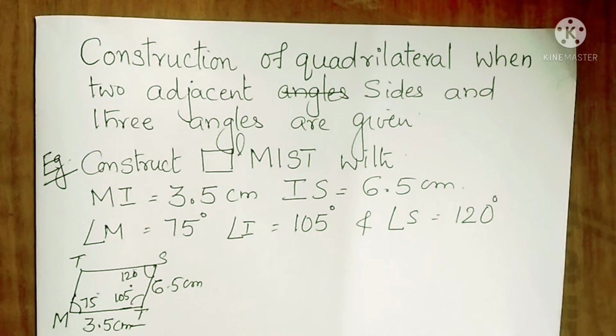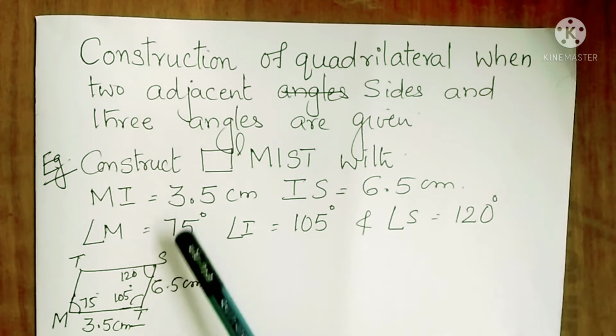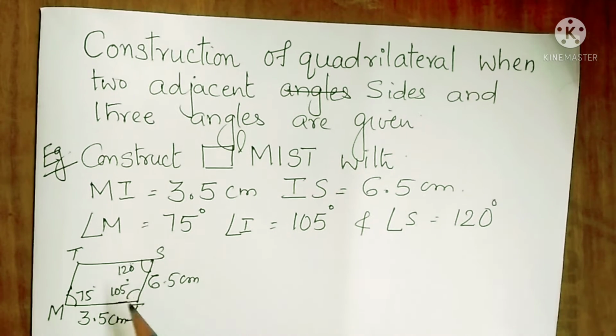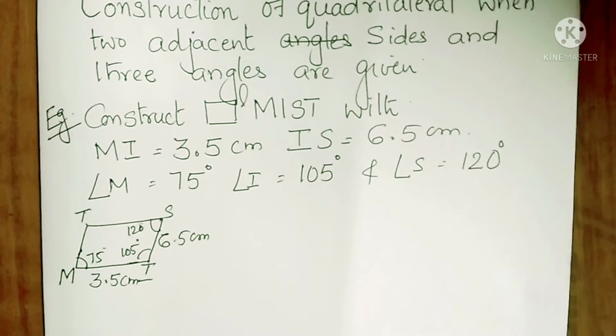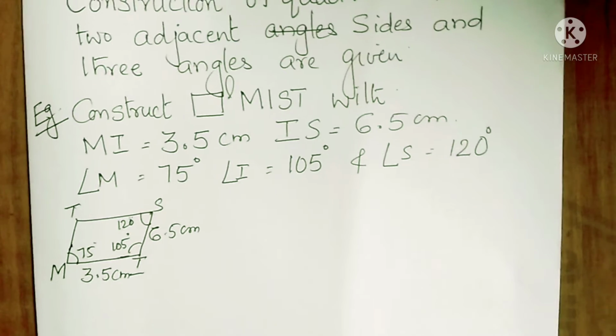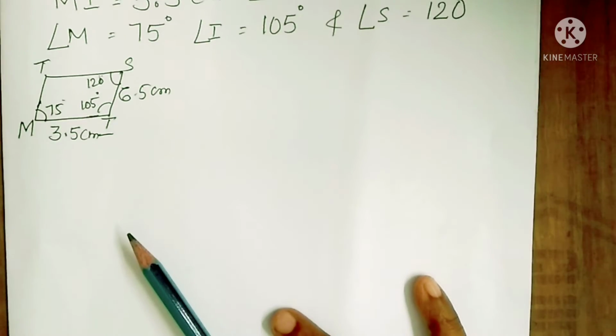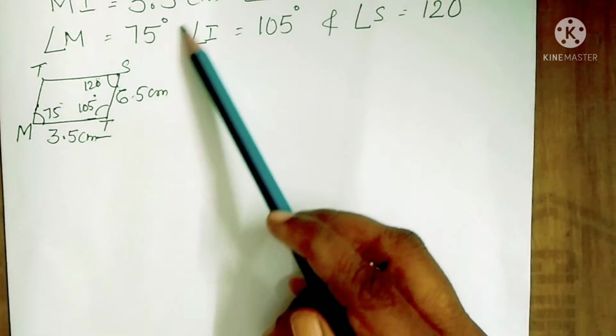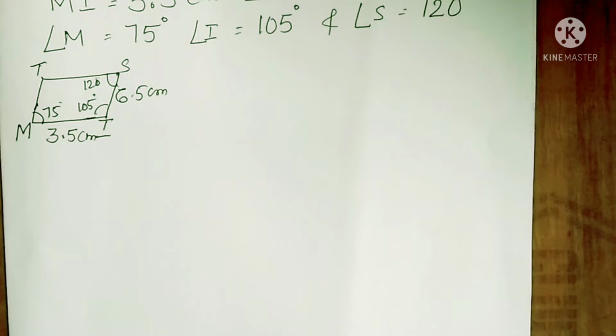So let us see one example first, that is construction of a quadrilateral MIST with MI 3.5 centimeter, IS 6.5 centimeter, angle M 75 degree, angle I 105 degree and angle S 120 degree. So as usual, the first step is drawing of a rough figure. We have drawn it with all the details given in the question.